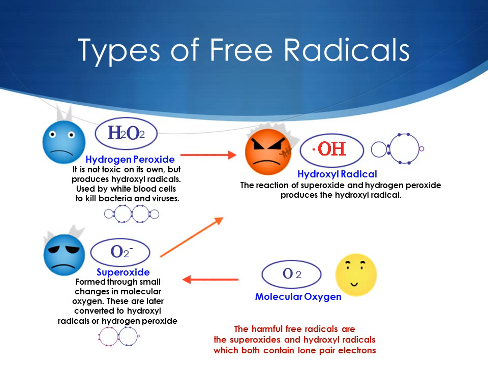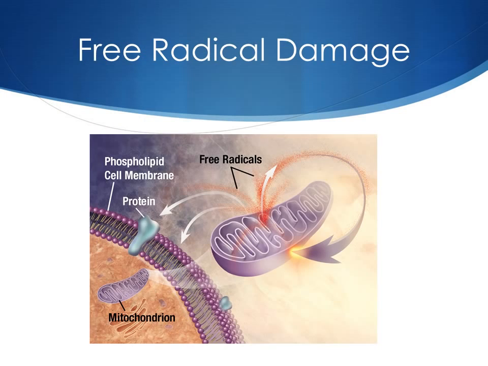There are several different types of free radicals. Some are important to the body, such as hydrogen peroxide. Hydrogen peroxide is used by the white blood cells to kill bacteria and viruses. And it's sad because all this happens naturally. It's a process that consistently happens in our body to form hydroxyl radicals, and there's nothing we can do about the formation of hydroxyl radicals. It's something that happens naturally.